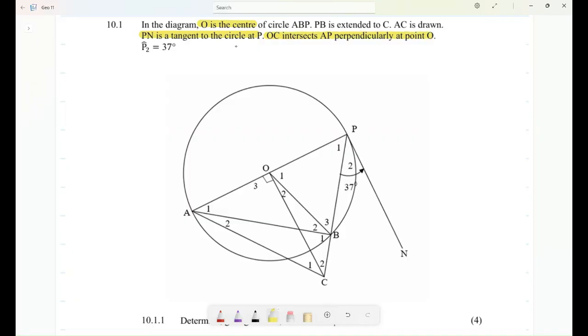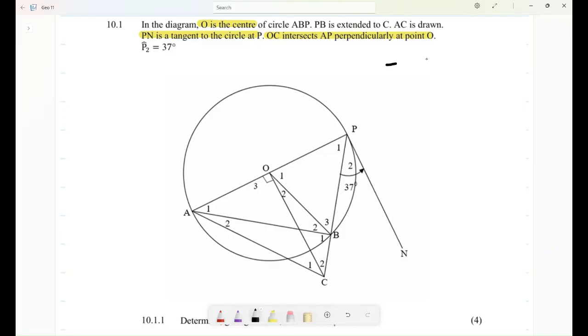Remember, intersect and bisect is not the same. Intersect means they meet. Bisect means it cuts into equal angles. Then P2 is equal to 37, we are given. All right. Now, without looking at the question, let's try to use what we have.